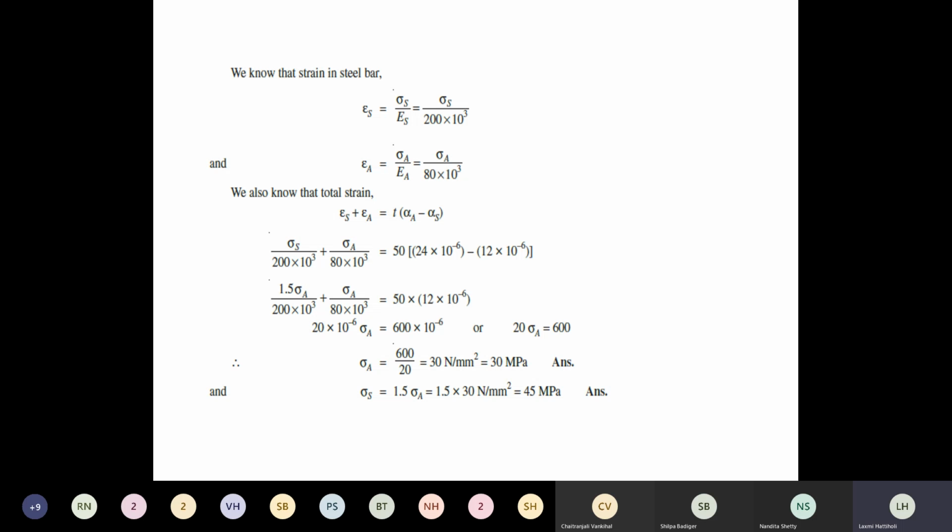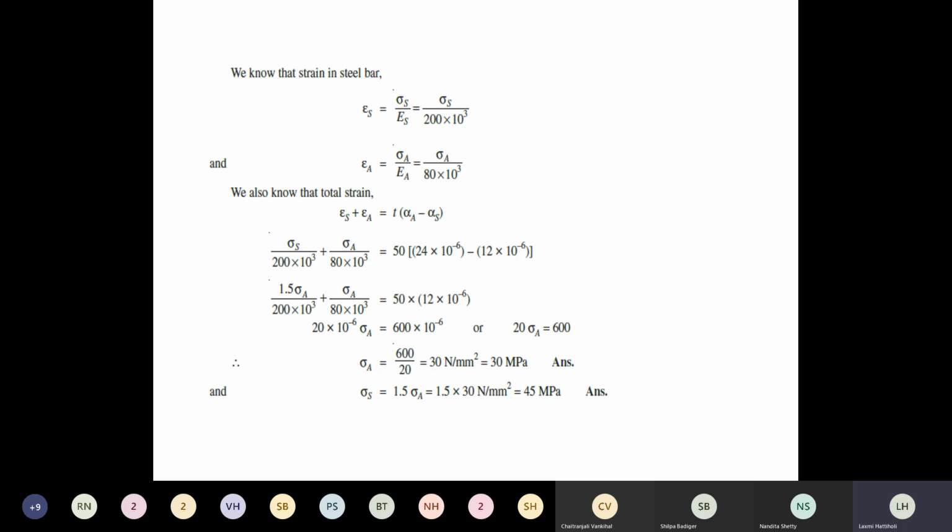Now for this particular equation, you can see you have two unknowns. Which are the two unknowns? Sigma s and sigma a. But for this, we have derived equation 1. What was that? Sigma s is equal to 1.5 sigma a, right? So just substitute that. In the equation, I have substituted sigma s is equal to 1.5 sigma a, and sigma a I have kept as it is. So now this is the equation.